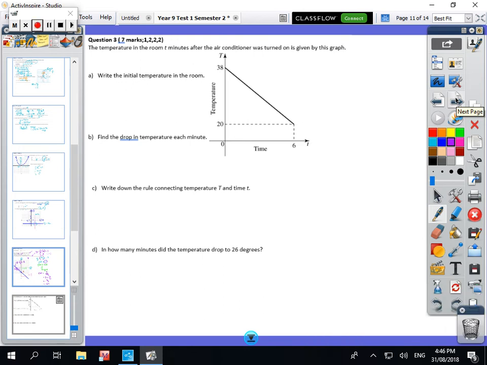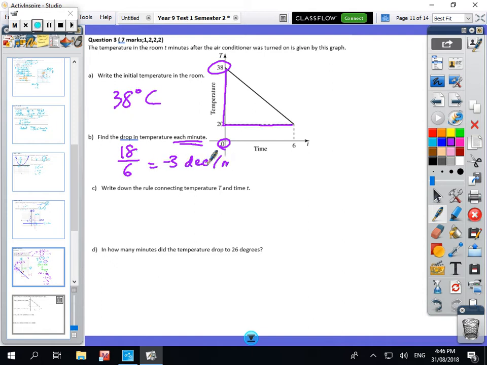The temperature is a straight line graph. The initial temperature is at t equals 0, so the initial temperature is 38 degrees Celsius, assuming it's Celsius. What's the drop each minute? Well, it's dropping 18 in 6 minutes, so it's dropping minus 3 degrees per minute. Write down the rule connecting it. It has to be in the form y equals mx plus b because it's a straight line, but t is the subject, the gradient is minus 3.